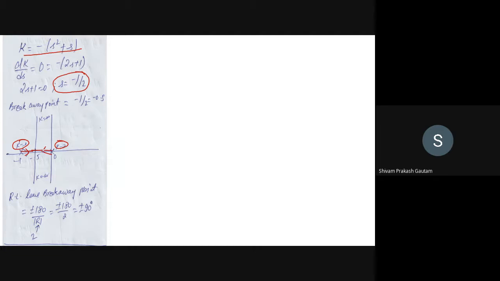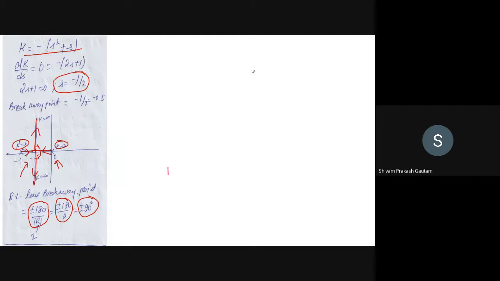We have already calculated the breakaway point, right? And from the breakaway point, you need to calculate at which angle it will leave the real axis. That is calculated by plus minus 180 by r, right? And r is how many branches are approaching that breakaway point. So there are two branches, right? One from -1, one from 0. So plus minus 180 by 2, that means plus minus 90 degree. One branch will go like this, another branch will go like this. And this is the angle of asymptote.